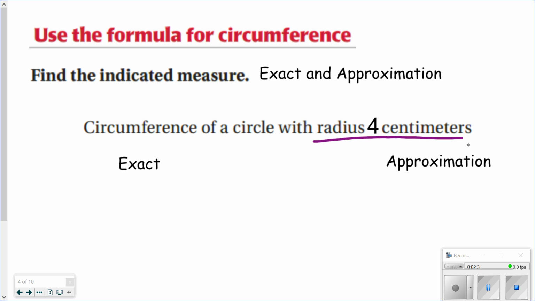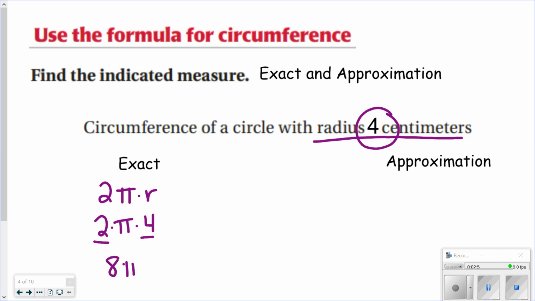All right, so my exact answer then, we're going to use the equation 2 times pi times the radius. So let's plug in what we know. What is the radius? It's 4. So 2 times pi times my radius, which is 4. I can combine those together. 2 times 4 is 8. So 8 pi is our exact answer.